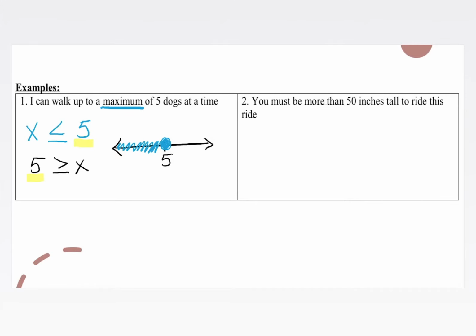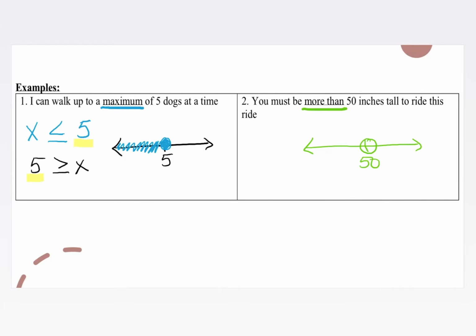Our next example, you must be more than 50 inches tall to ride this ride. So we have our number line. We're going to label 50. Now, you must be more than 50 inches. Can I be 50 inches tall and actually ride the ride? I cannot. So this is going to be an open circle.